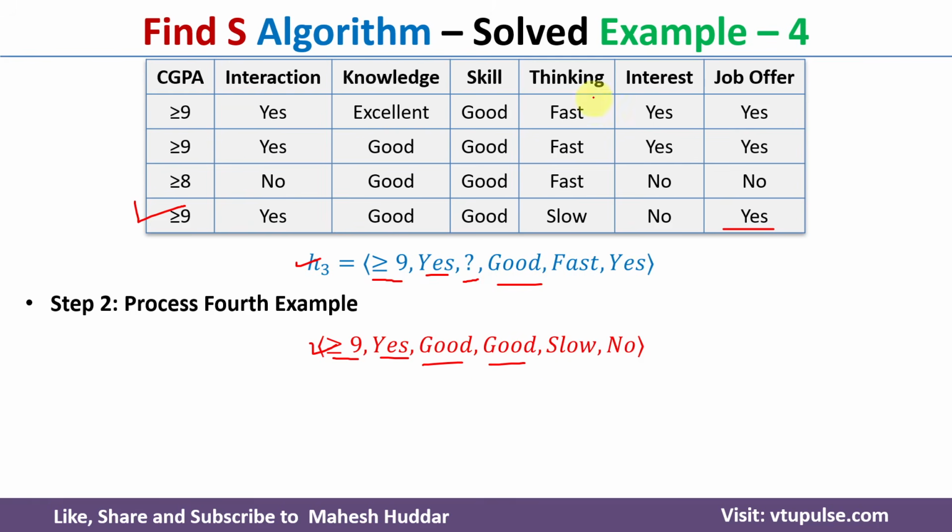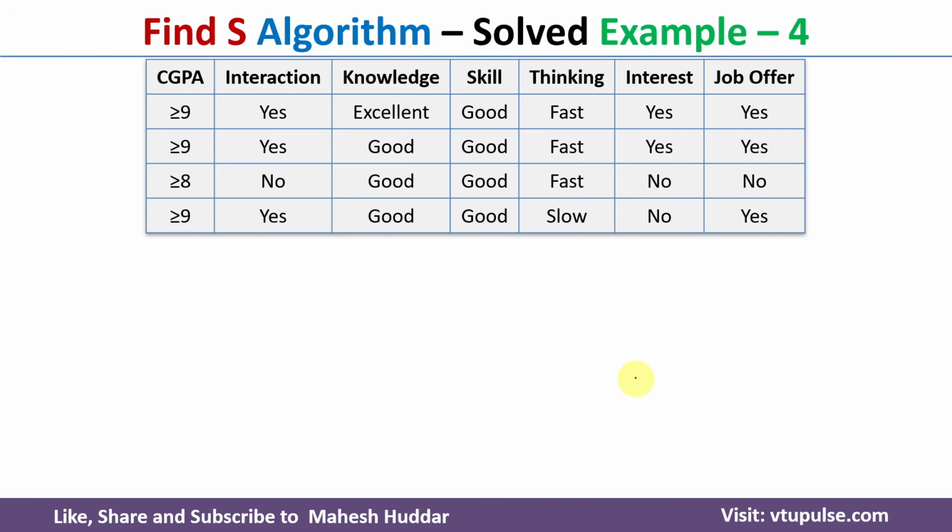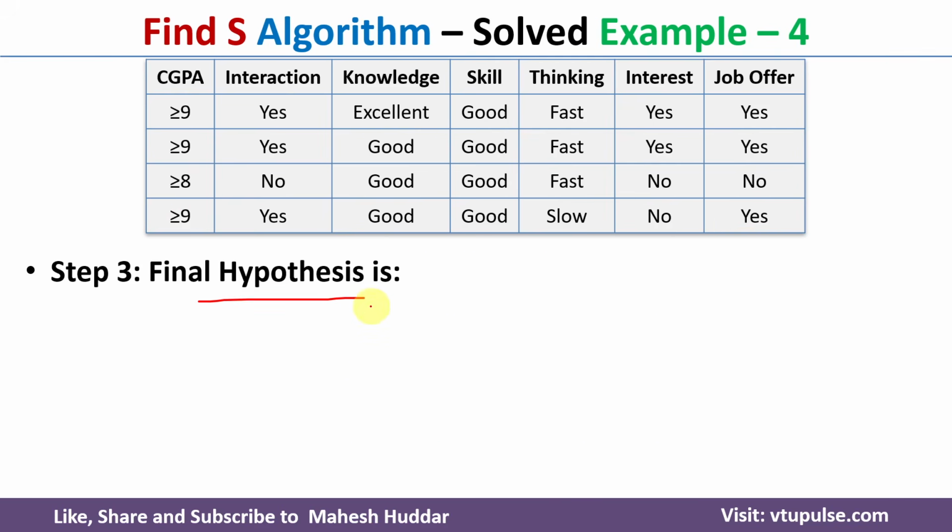But when you go for thinking and interest, in the hypothesis it is fast and yes, but in the example it is slow and no, both are not matching. So we need to replace these hypothesis attribute values with a question mark. So that is what I have done here. So finally we will get the final hypothesis as H4 is equal to greater than or equal to 9, yes, question mark, good, question mark and question mark.